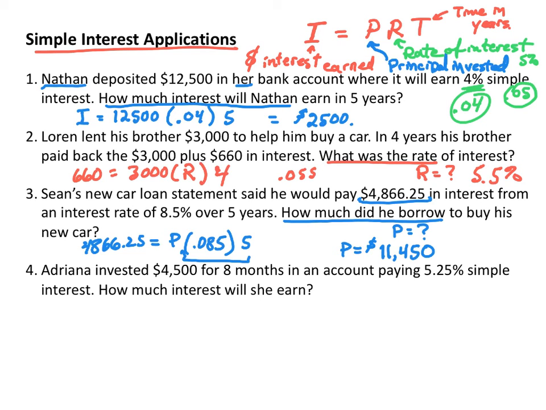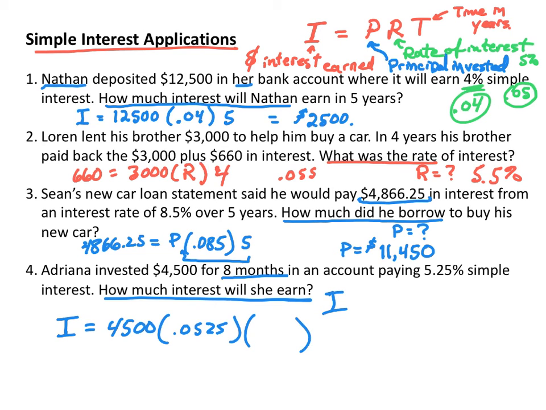Okay. Adriana invested $4,500 for 8 months, in an account paying 5.25% simple interest. How much interest will she earn? That's the I. So we're looking for the I in this case. We should have the P, which is $4,500 invested. The R, 5.25%, 0.0525. The T is time in years.